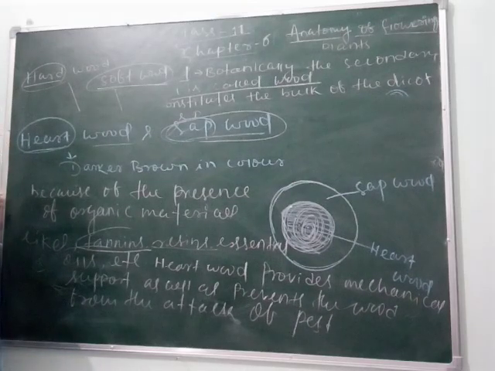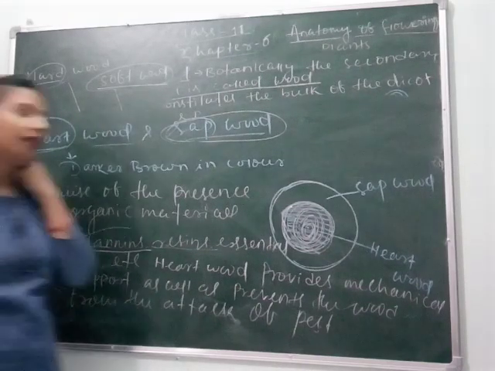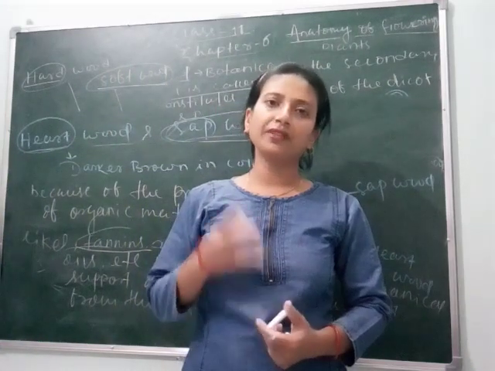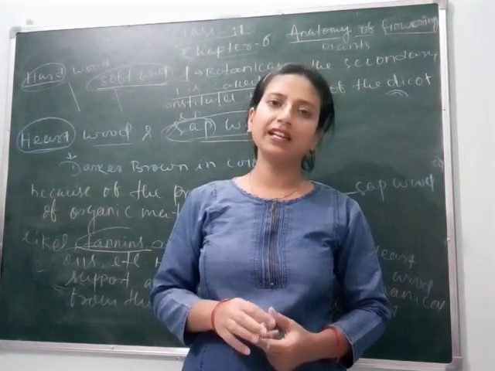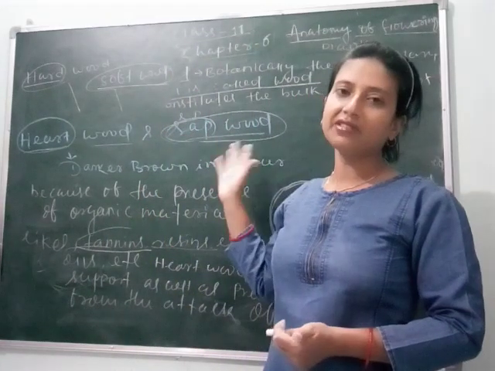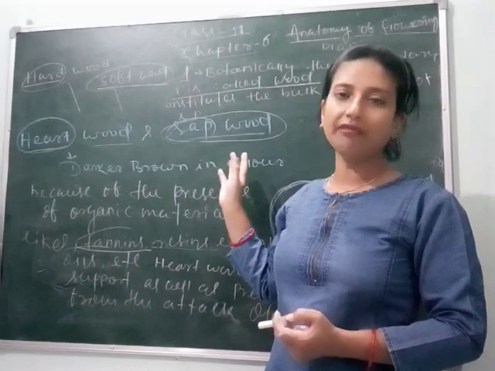Clear, students? So this is all about your chapter 6, anatomy of flowering plants in dicots or monocots. Next we will study about tissue organization in animals. But before it, you should practice all these diagrams in this chapter and revise it. I will take your tests.